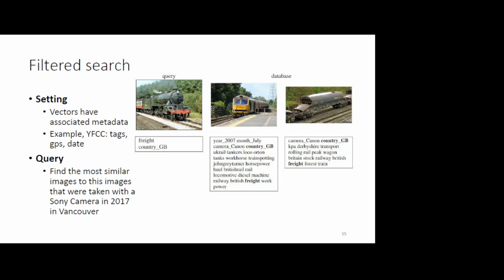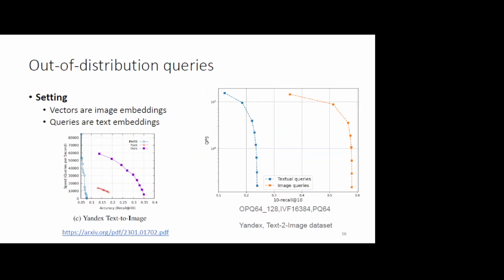So given an image and also a constraint text description to search your database, and your database will contain the image and the associated metadata. Okay, so this task is called filter search. And this task is called out of distribution. Okay, what I mentioned here are the nearest neighbor search challenges. They propose different tests. Okay, this is another test called out of distribution queries.